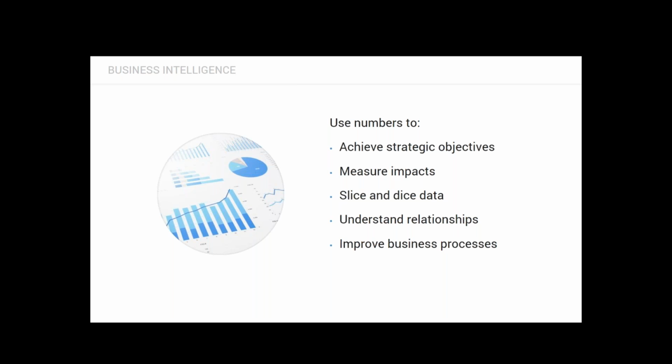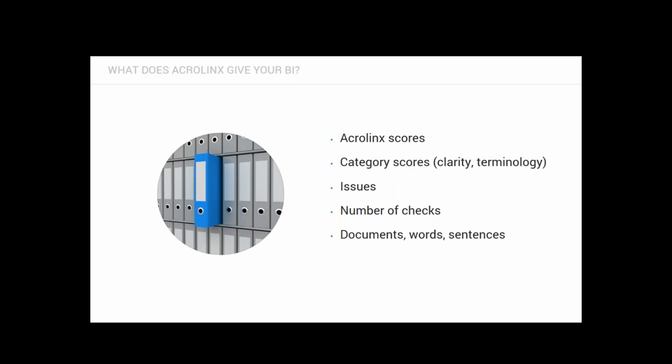So what does that mean? The analytics we can offer is based on the numbers we have in our system. That's the Acrolinx scores. It's also the category scores like spelling, grammar, terminology, clarity, conversational tone. We have issue counts. We have numbers on how often you checked a document, when you checked the document, how many words, how many sentences were there, and that's the number we can work on for our analytics.